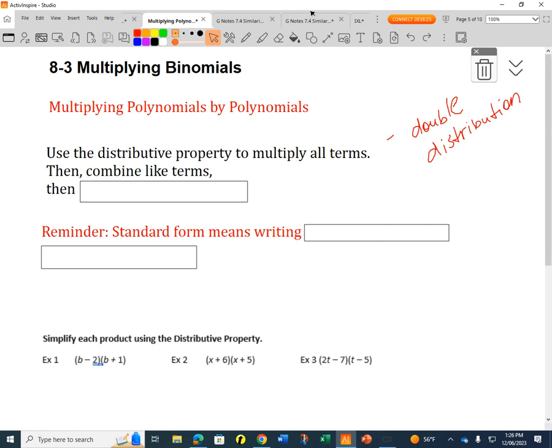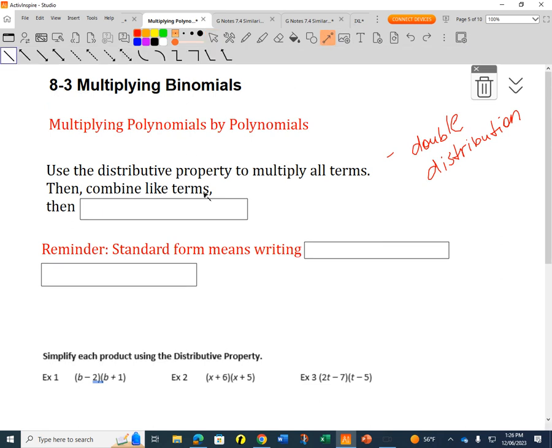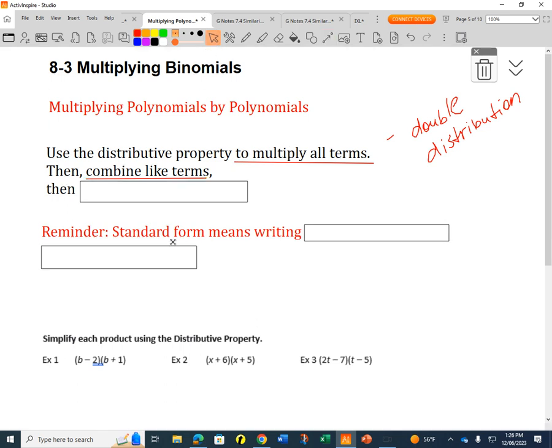So you're writing what I've uncovered here. The first step is to multiply all terms. Then you need to write combine like terms. And then last but not least, you need to write it in standard form.